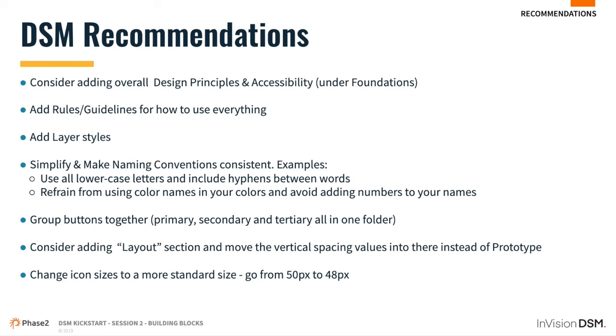So, for example, use all lowercase letters and include hyphens between words. Refrain from using color names in your colors and avoid adding numbers to your names, as some examples. Also, group your buttons together. I noticed that primary, secondary, and tertiary were all separated. Consider adding a layout section and move the vertical spacing values into there instead of under where it is now, which is under prototype. And lastly, change your icon sizes to a more standardized size, like 48 by 48 instead of 50 by 50, which it is now.